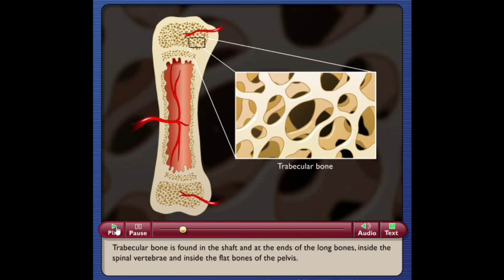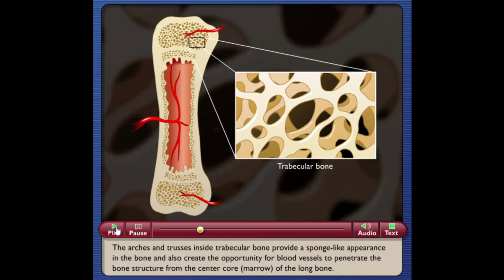Trabecular bone is found in the shaft and at the ends of the long bones, inside the spinal vertebrae, and inside the flat bones of the pelvis. In the ends, trabecular bone completely fills the cavity, and its structure transmits stress forces to the shaft. Trabecular bone forms an internal scaffolding network for bone. The trusses and arches found within the trabecular bone provide for the great strength of bone and yet surprising lightness.